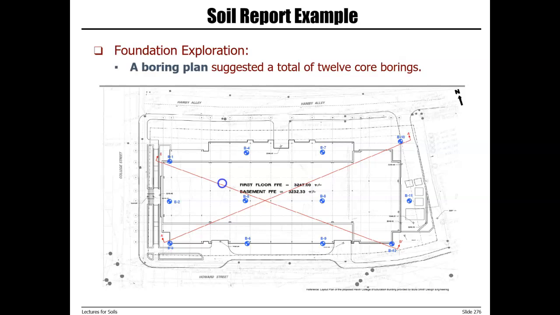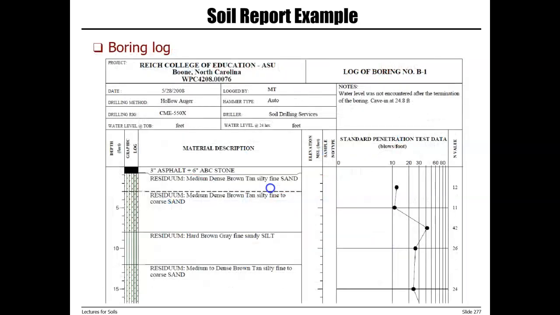You can also find a boring plan in the geotechnical lab reports. So the boring plan provides the location of different borings. For example, the boring plan of this project shows 12 core borings. And then if you check the appendix, you can also find the boring logs. So 12 boring locations, there should be 12 boring logs.